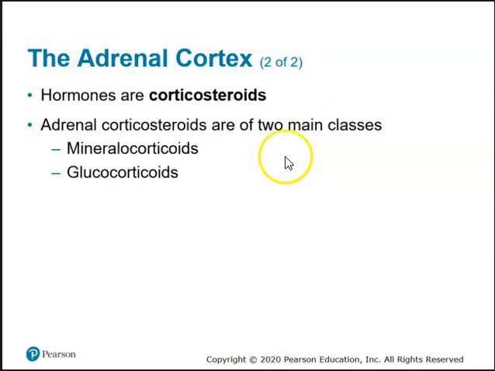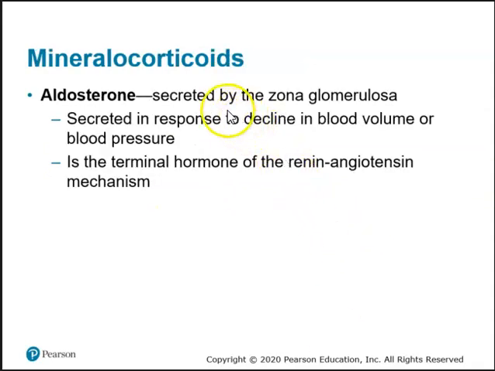So the hormones that are secreted are considered corticosteroids, and adrenal corticosteroids have 2 main classes. We have your mineralocorticoids and our glucocorticoids. And then you have aldosterone. Aldosterone is the hormone secreted by the outermost zona glomerulosa. Aldosterone is secreted in response to a decrease in blood volume or blood pressure. This is the terminal hormone in the renin-angiotensin mechanism. So this hormone is important for regulation of blood pressure.